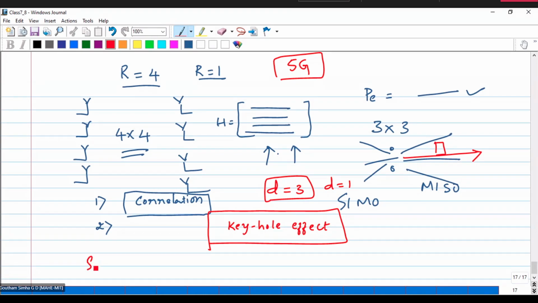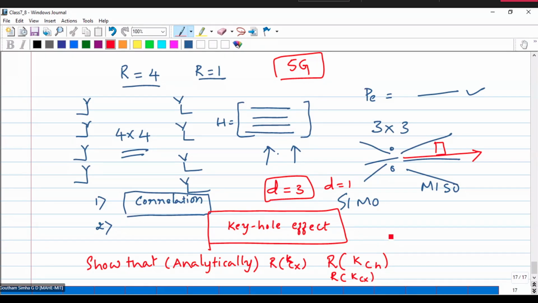Now there could be a question where you are asked to show mathematically or analytically that the rank of a keyhole channel, KCH or KCX, is generally represented as the rank of a keyhole channel for a 3x3 system is always equal to 1. How do you show that?